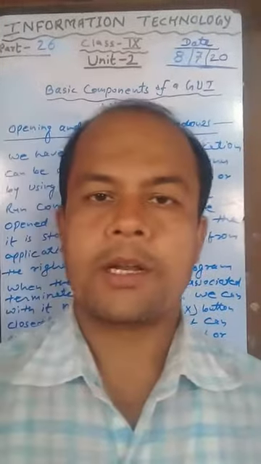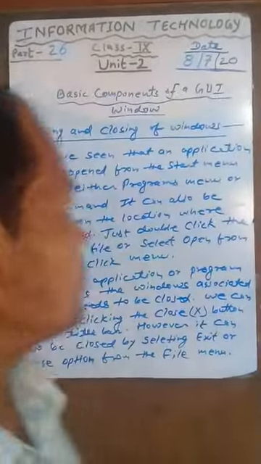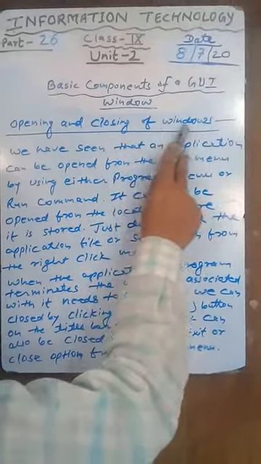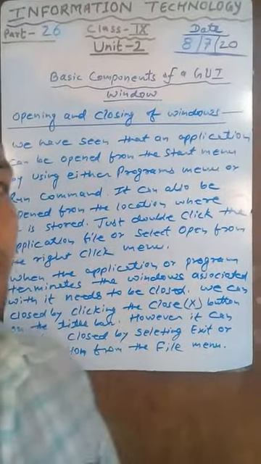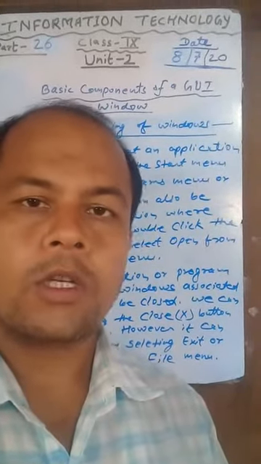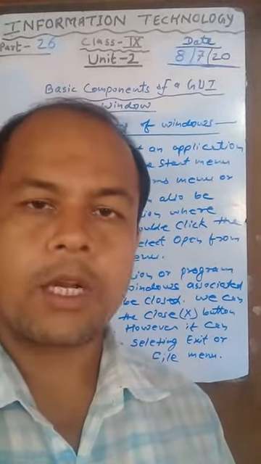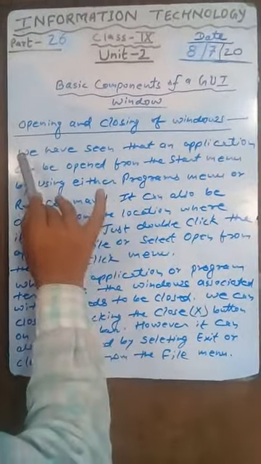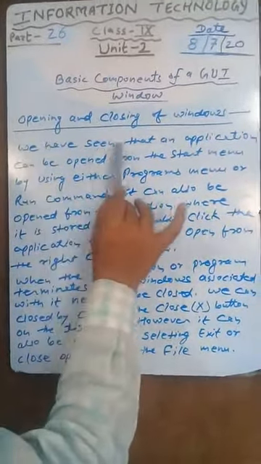Now our next topic is opening and closing of windows. Our point is how to open and close our computer's windows. We have seen that an application can be opened from the Start menu by using either the Programs menu or the Run command.